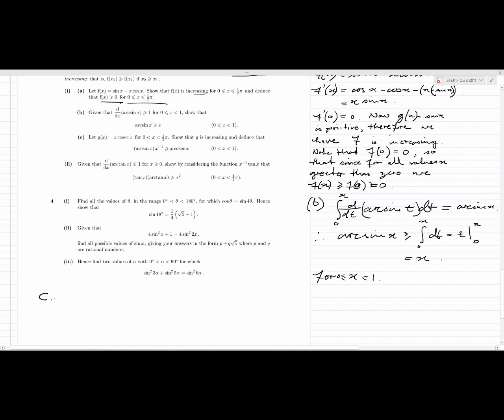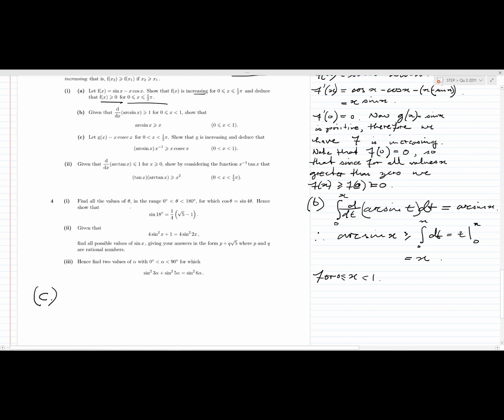So I'm just going to start part C here, and we can still see the question. Now we're going to let g of x equal x cosec x for whenever x is greater than 0 and less than pi by 2. We need to show that g is increasing and deduce that this weird looking expression, and maybe we might be able to use something from here. I mean, we can see arcsine x over x maybe, and we've got this g of x.